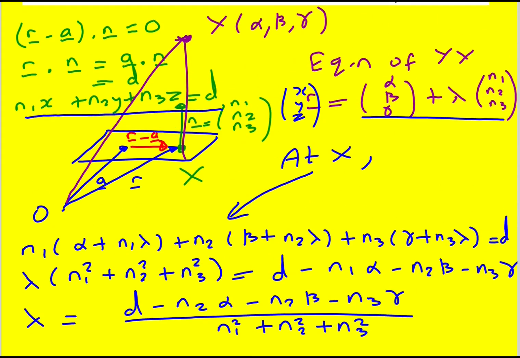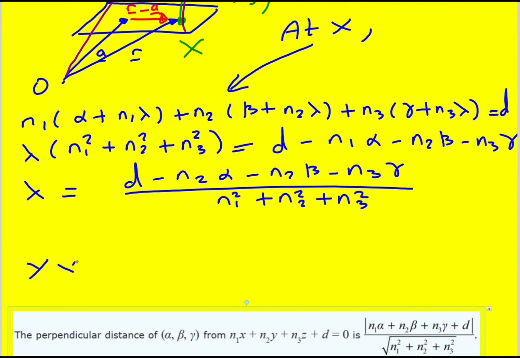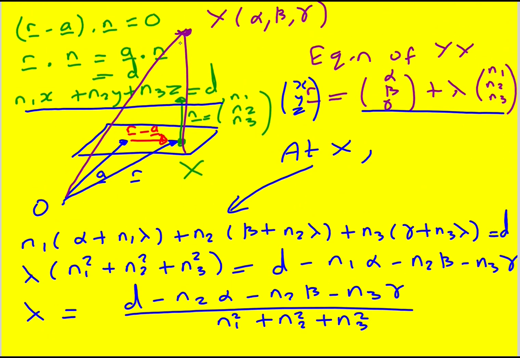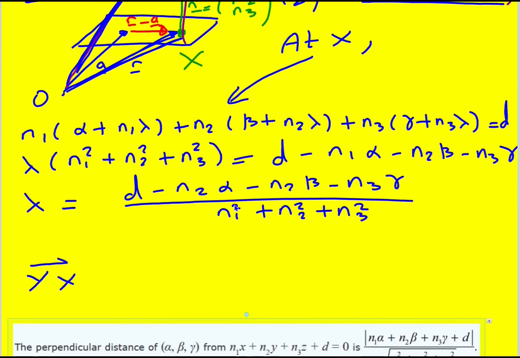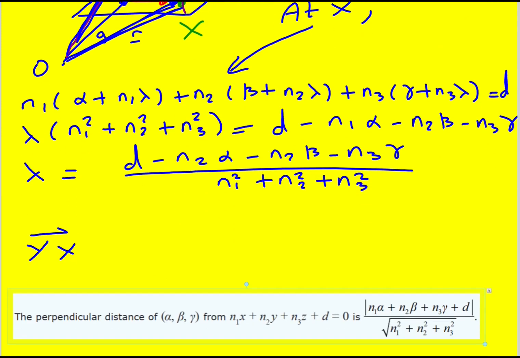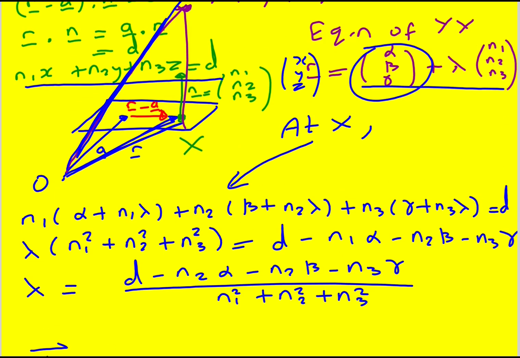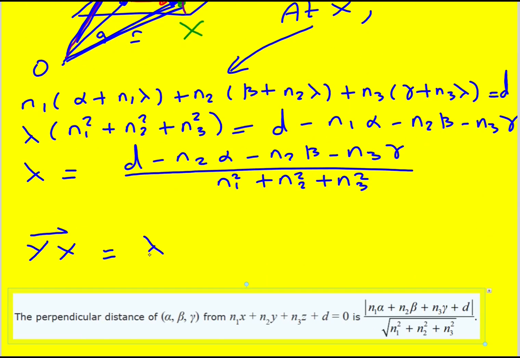So what I want to do now is work out vector YX, because then we're going to find the magnitude of it. So to get from Y to X, I'm actually going to be going this way. So it will be minus alpha, minus beta, minus gamma, and then adding on that OX that we've just found. I've got my equation here. This will just cancel, and it will just be my lambda that I've just found times n1, n2, n3. Right, this is my lambda.